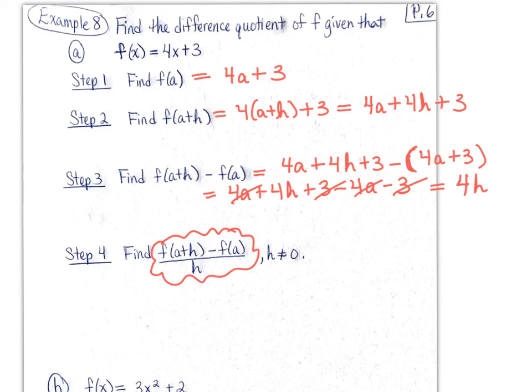Okay, so back to finding the difference quotient. We want to find the difference quotient, f of a plus h minus f of a, divided by h. Notice that h cannot be 0 because we can't divide by 0. Good. So that gives us 4h divided by h. What happens? The h's cancel and you're left with what? 4. Very good. So do you understand how to do this? Do you need to see another one? Okay.